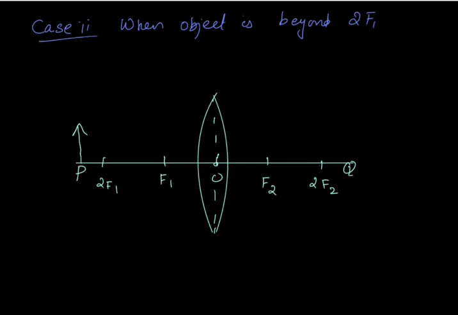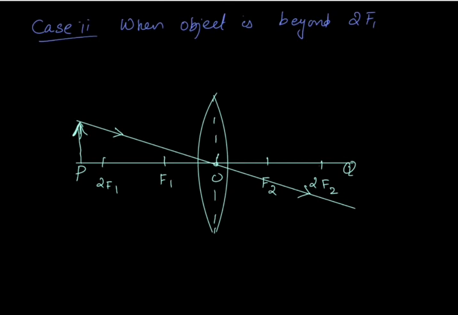Now in order to form the ray diagram, we need two rays. As we did earlier, we will take one of the rays which is passing through the optic center so that it goes undeviated, and it is very convenient to get the ray diagram.